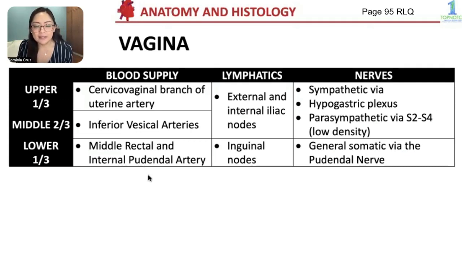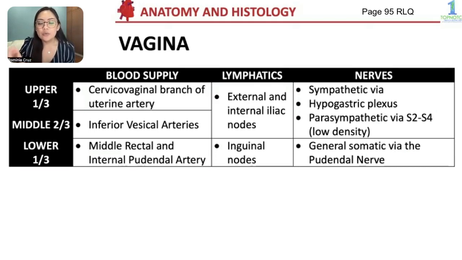Yung lymphatics natin, yung outer one third would drain to the inguinals, and it's innervated by the pudendal nerve, just like your perineum and the rest of your external genitalia. So isipin niyo na lang, since nasa labas yung part na yun ng vagina, technically, ang katumbas niya na areas would be the perineum. So, saan ba nagde-drain yung perineum natin? And ano yung nerve supplying the perineum? So, that would be your pudendal nerve and your inguinals.